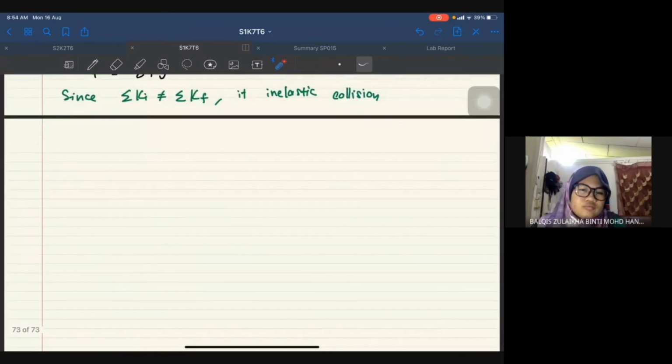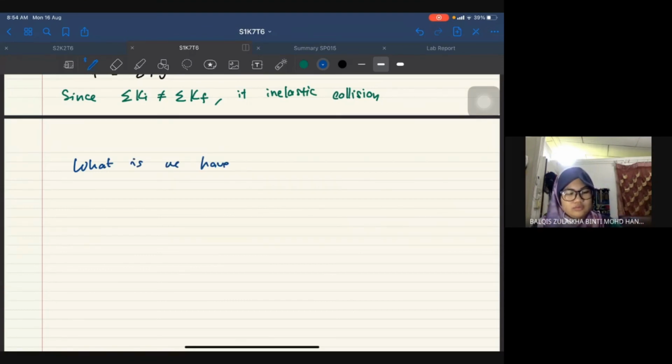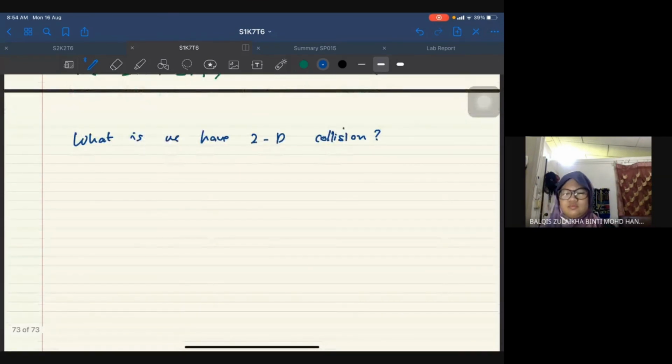Okay, last part before we go to the experiment. I just want to show what happen if you have two-dimension punya collision. What if... what will happen is that to solve this one is basically the same, except kita kena buat X and Y tu separately.